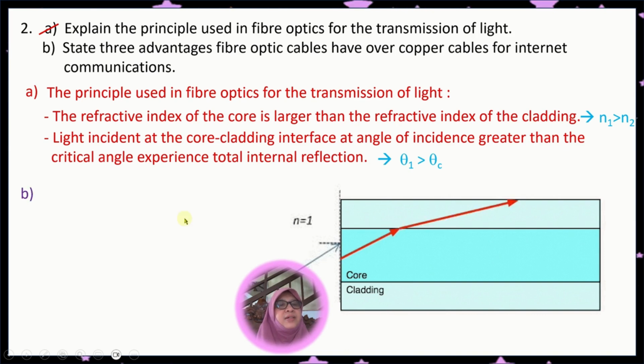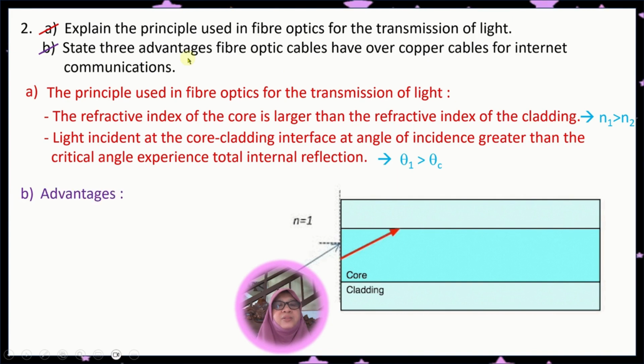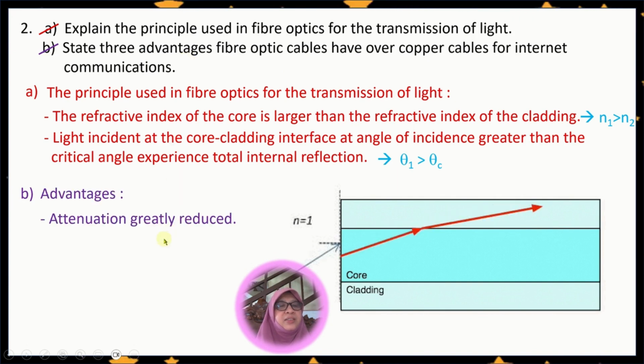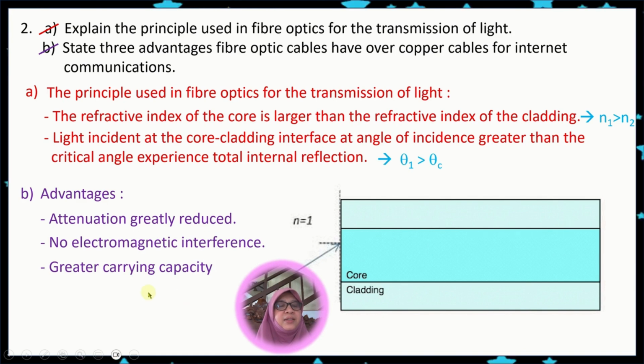Okay, next we go to question B. State three advantages fiber optic cables have over copper cables for internet communications. The advantages are: first, attenuation is greatly reduced. Second, no electromagnetic interference. And third, greater carrying capacity. So those are the three advantages of using fiber optic cables compared to copper cables.